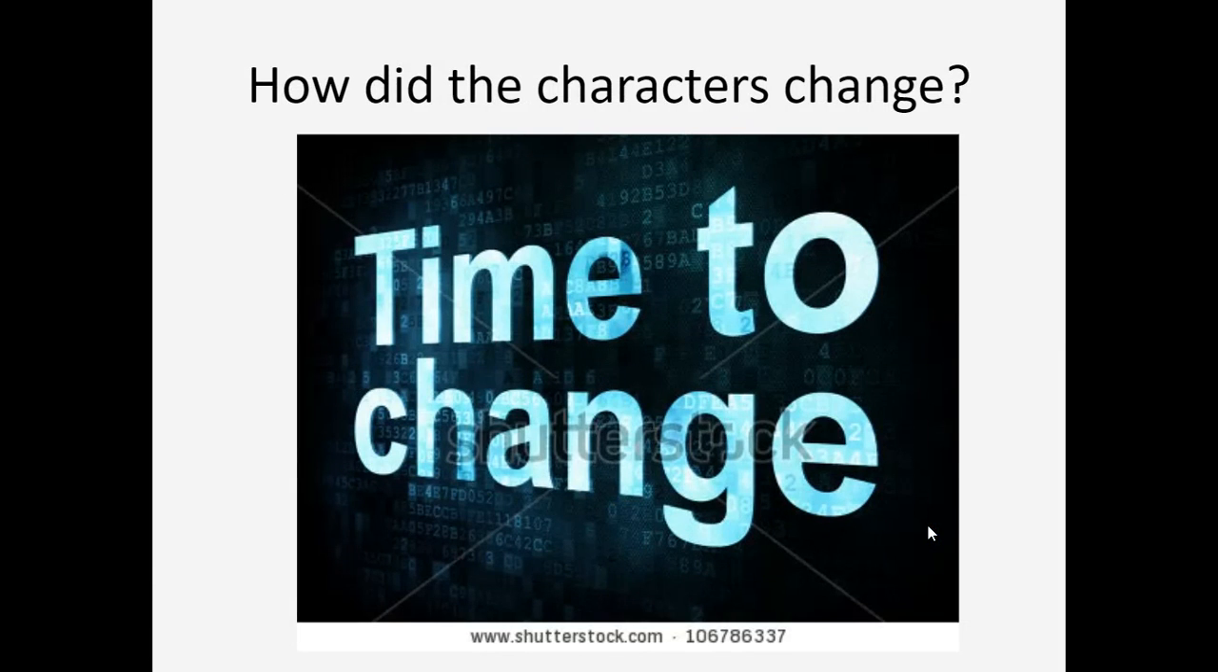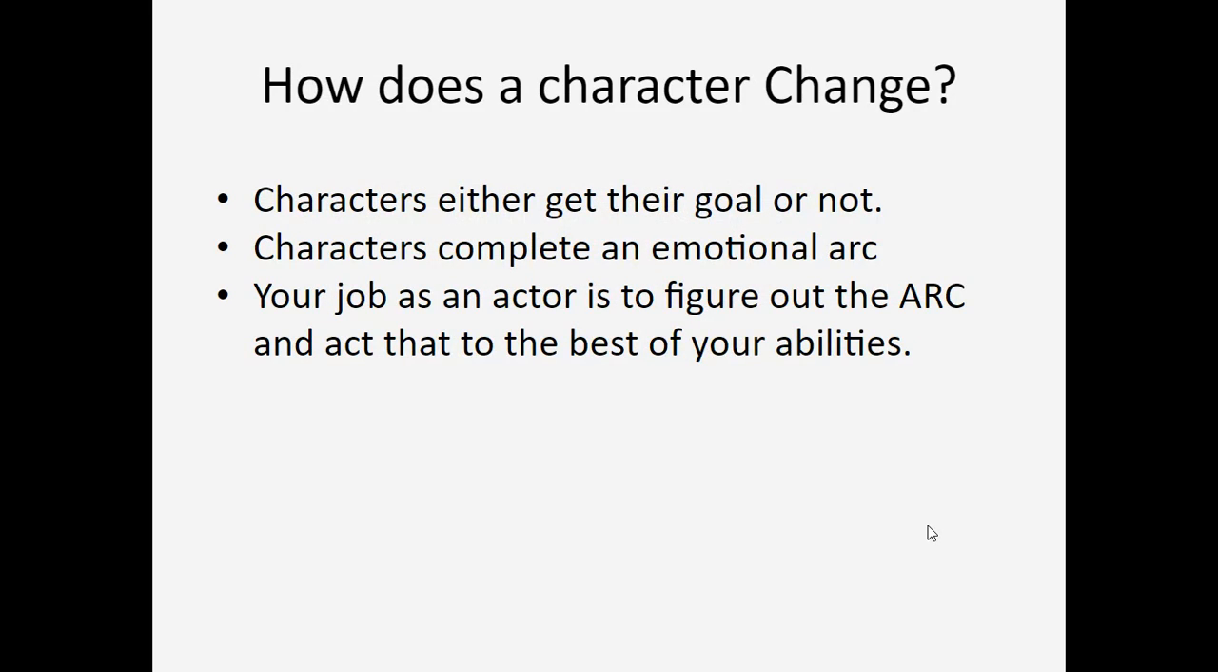Now, the last part. How did the characters change? How do they change from the beginning of the scene to the end of the scene? So we look at how a character changes through a couple things. One, did the character achieve their goal or not? That's the first thing. Whatever that goal is, did they achieve it? Yes or no? And you've also got to look at the arc of the character. An arc is sort of from beginning to end. They sort of change as they change their emotional state. Your job as an actor is to figure out the arc and act that to the best of your abilities.